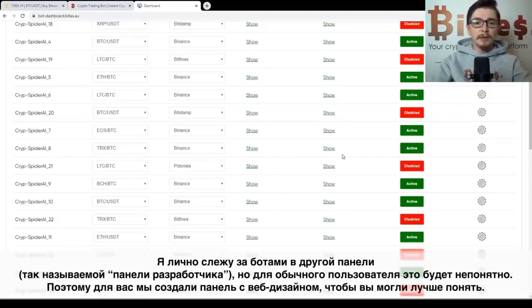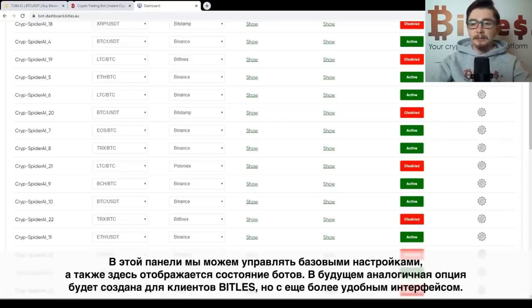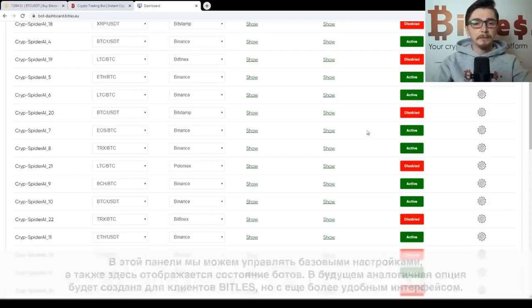I personally monitor bots with another panel, the so-called developers panel, but it will not be clear for an ordinary user. That's why we created the panel with web design, so it would make more sense for you. So at this panel we can manage basic adjustments, and it's also where the bot states are displayed. In future, an identical option will be available for Beatles users, but with an even more convenient interface.